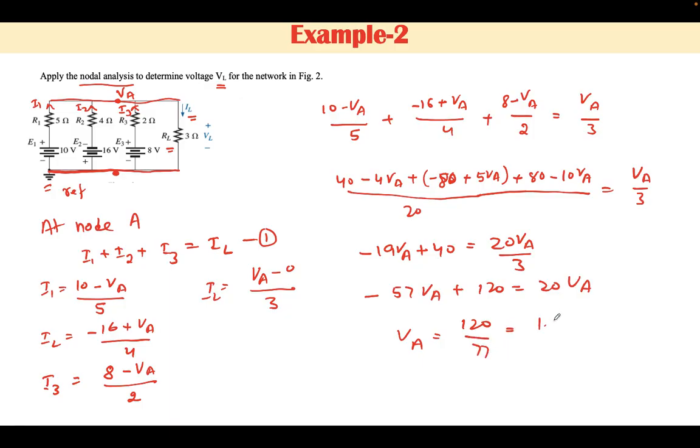is equal to 1.558 volt, and this is the answer, because the voltage across this particular resistance VL is nothing but the voltage with respect to this node and this node, and which is equal to VL.